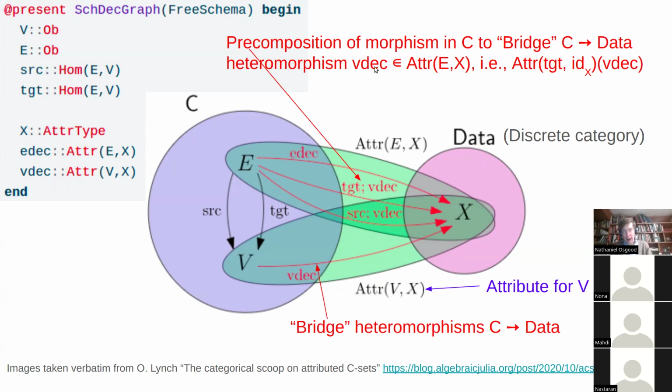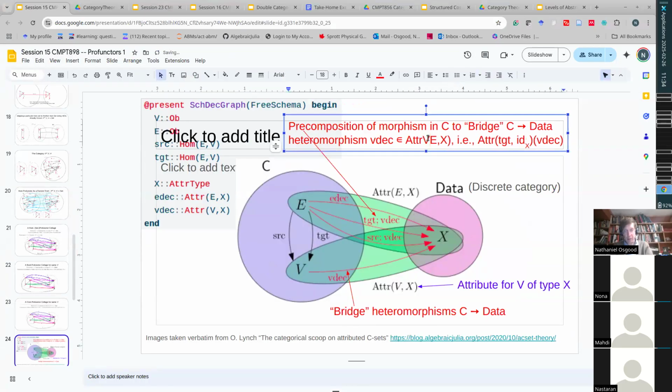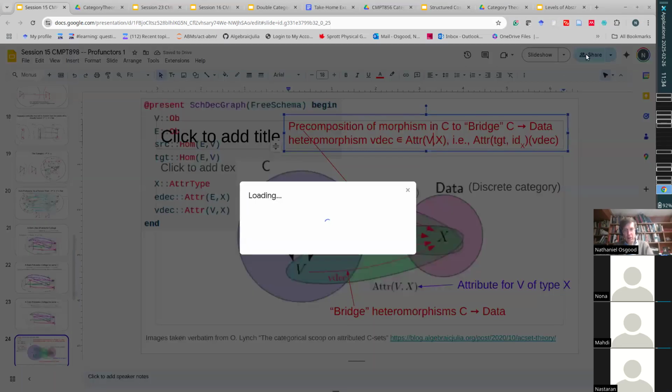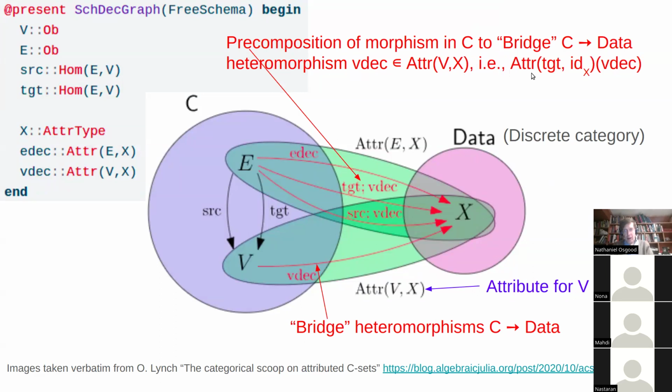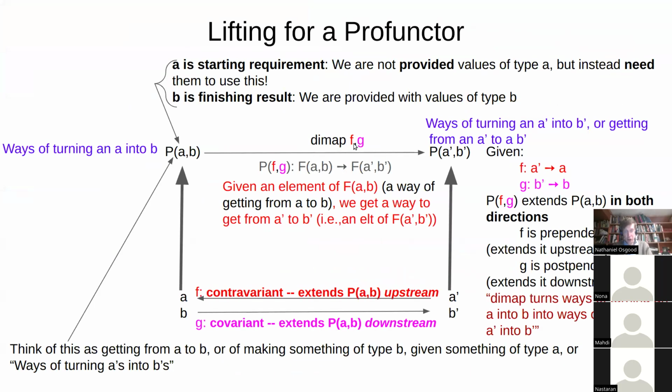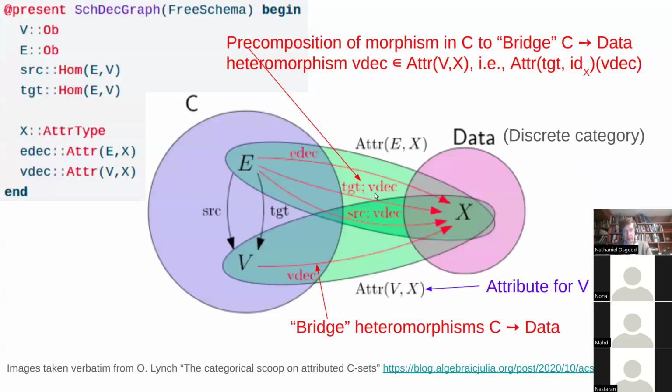But if you want to unpack that a bit, you could say, well, look, V deck is an attribute. There should be V comma X, not E comma X. Oh, sorry. And then if we consider the attributes for target and IDX, we get these morphisms like F and G as I described them here, F and G. We lift those, and that gives us something that maps from this thing from A to B to something that can map from something upstream of A and something downstream of B. And so having done that, we get this thing that can map something from A to B.